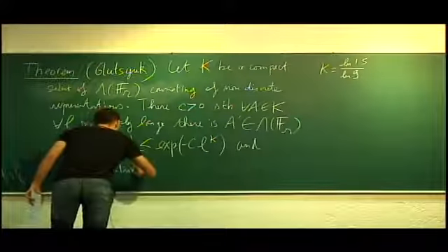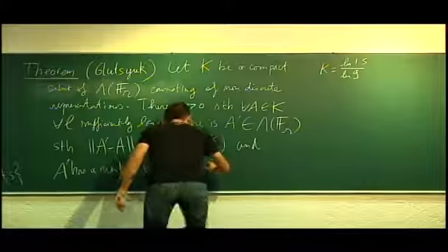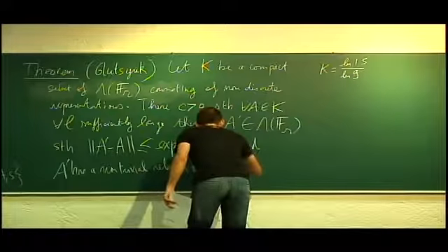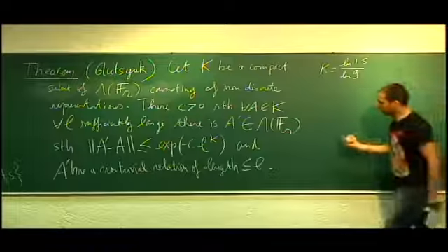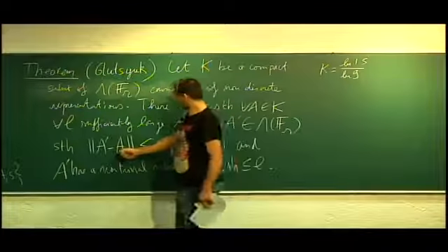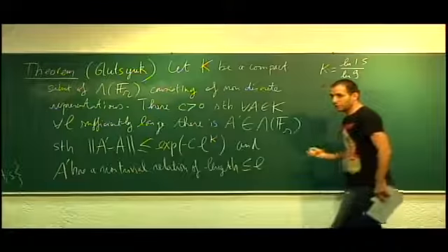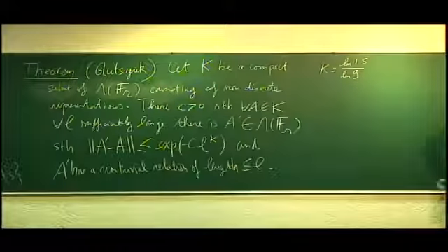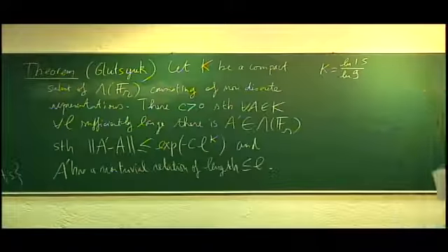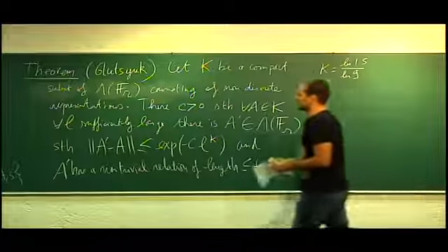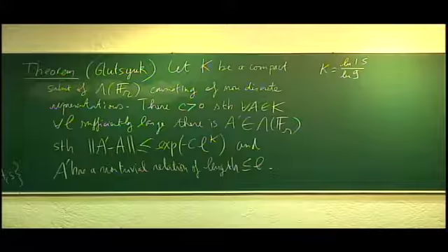Non-trivial relation of length less than L. So you can find, close to a given representation of your compact set, another representation which is no more free. So there is a non-trivial relation, and more or less you can estimate the length of this new relation. So this is a quantitative version of the theorem by Sullivan that we have.